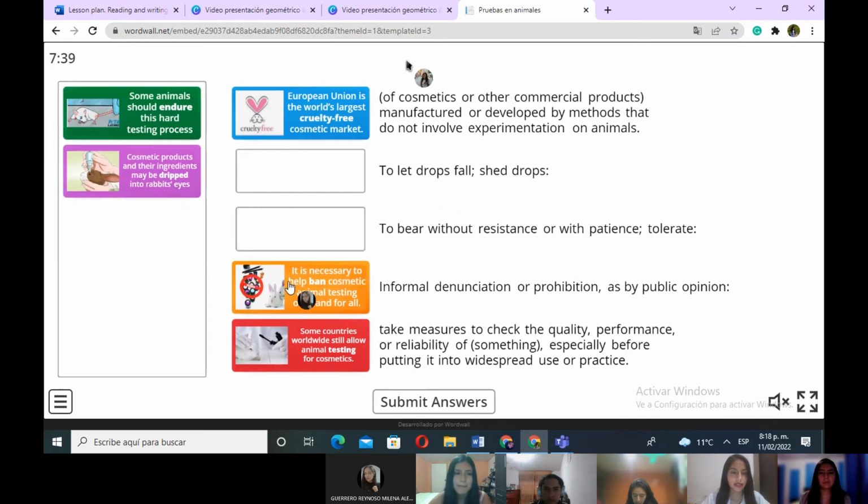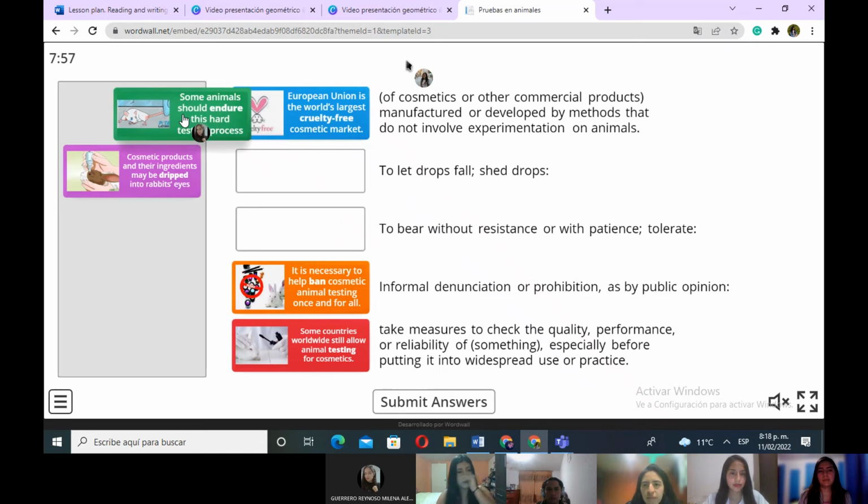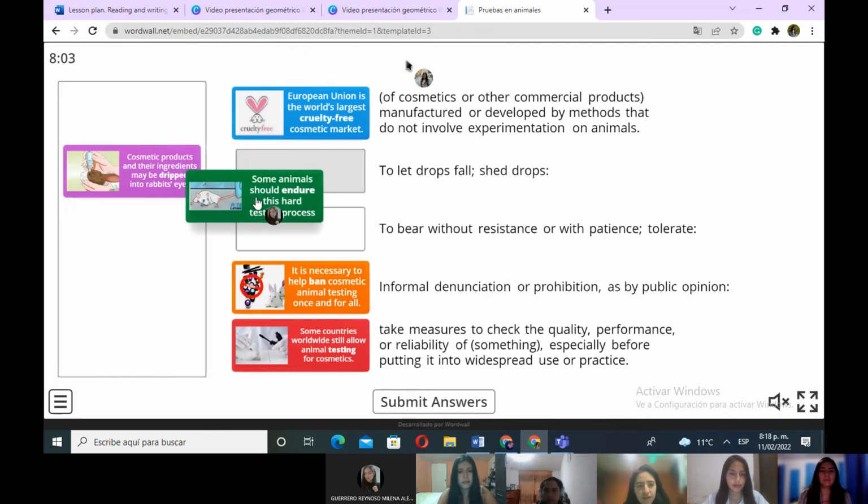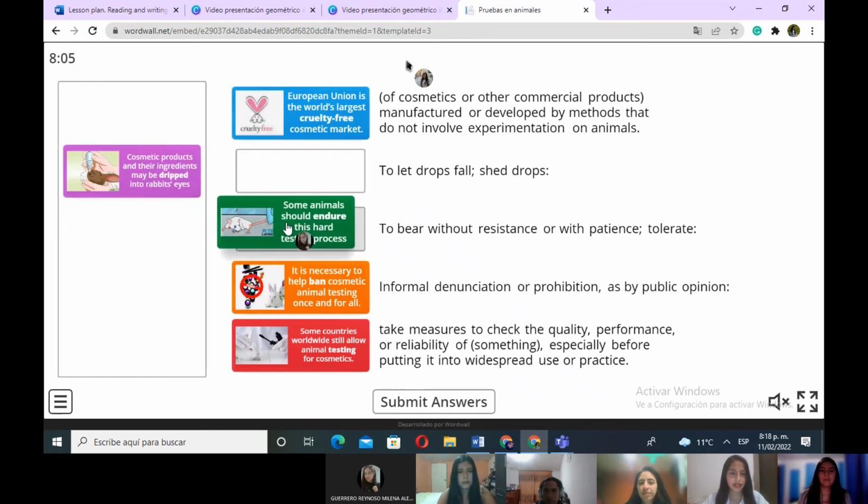So let's continue again with Alison. The next one says: some animals should endure this hard testing process. According to endure, what is the meaning of this word? To bear without resistance or with patient tolerance. Okay, thank you so much, Alison.